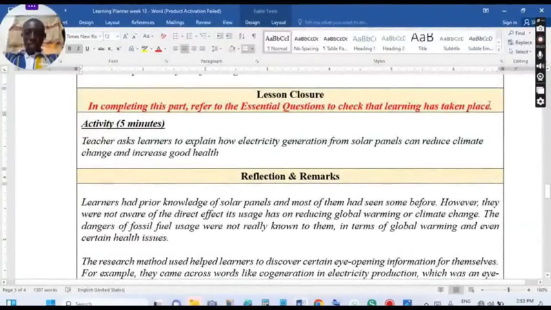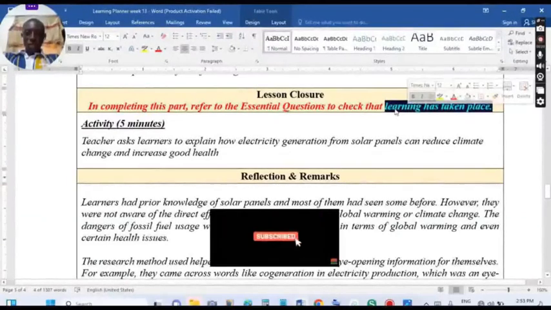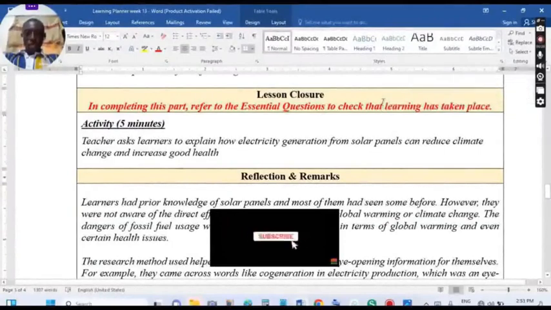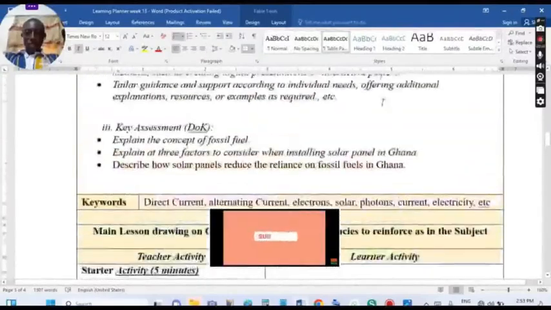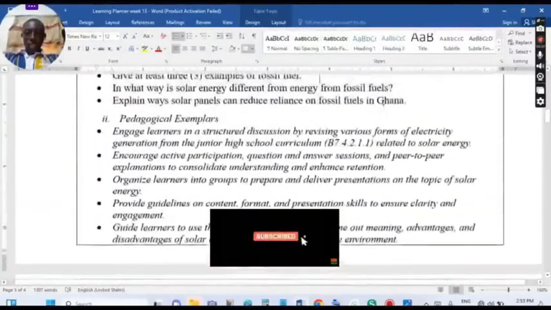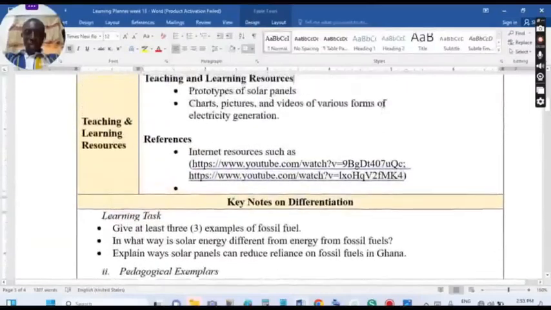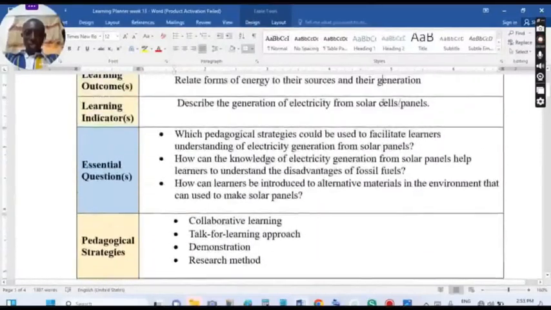So you give a question, but the question should conform with what you wrote in the essential question part. So what did you write there? Let's go there quickly. There were 3 questions. The first one was about method, the second one was about the environment. So let's look at the second and third.